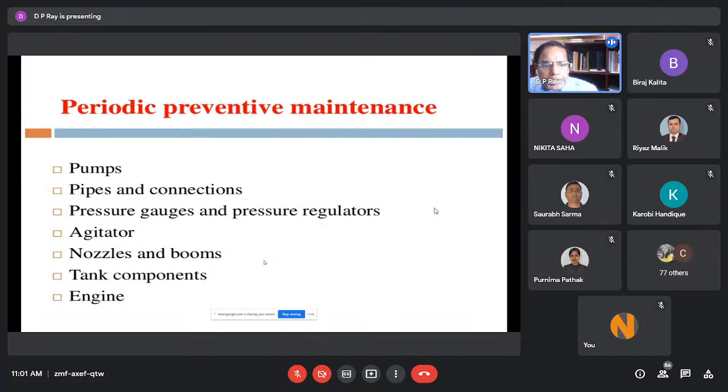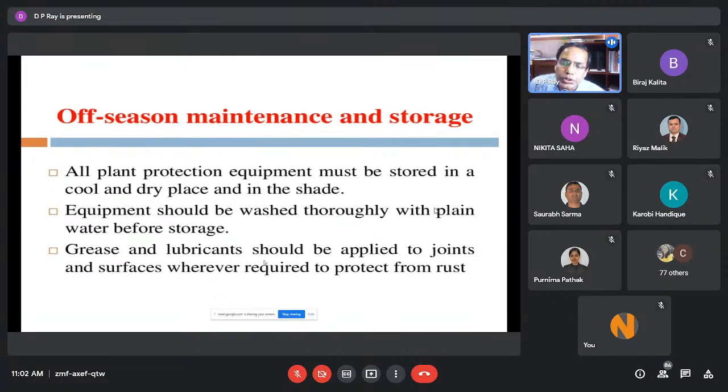And preventive maintenance should be there for pumps, pipes and connections, because sometimes we use the sprayer for one crop, keep the entire sprayer aside for the entire season, and take it out next year. There may be some clogging in the nozzles and pressure problems in the connection pipe. The pressure gauge may not be working properly, the pressure regulator may not be working, so we have to think about that before applying. Preventive maintenance is very much important. We have to check nozzles, booms, tank components, engine, every component. And off-season maintenance and storage is also important.